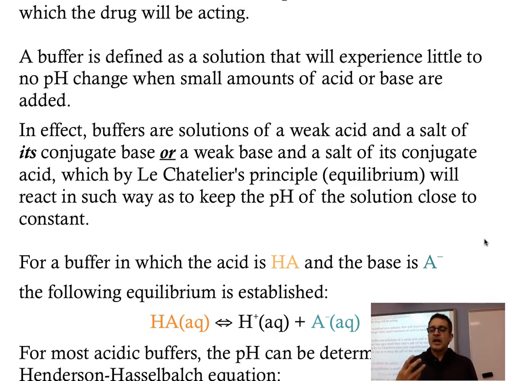So in reality, we always look at a conjugate pair. Remember, we talked about conjugate pairs when we talked about acids and bases. We're going to have a weak acid and its conjugate base, or a weak base and its conjugate acid. And by equilibrium, through Le Chatelier's principle, they will react with added acid or with added base in order to neutralize them and keep the pH from changing significantly.